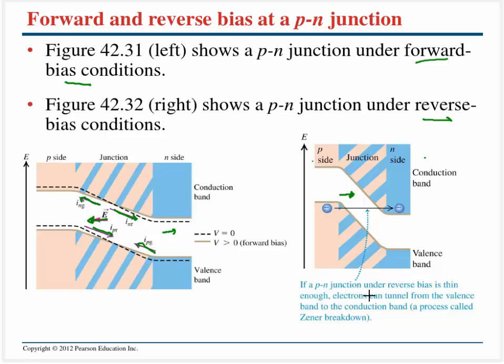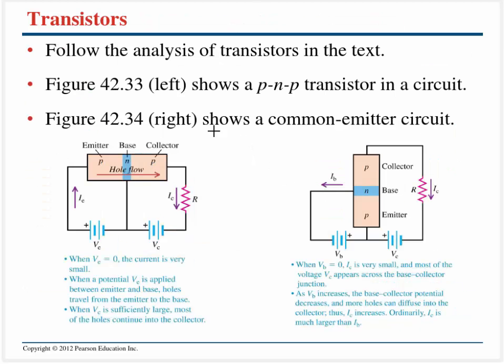Keep in mind that if this little gap right here is too thin, then the electrons can tunnel from one to the other, and that's just one type of breakdown that we can have inside of a PN junction. Now we can take the PN junction, take a step further, and talk about transistors.